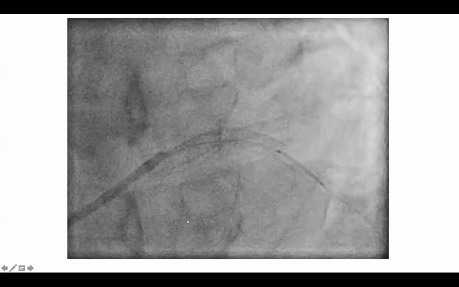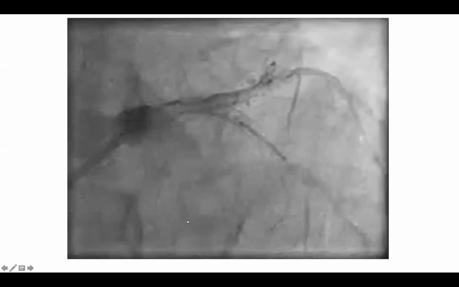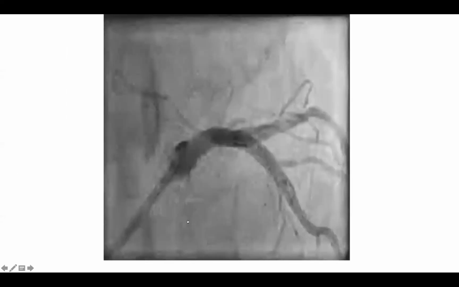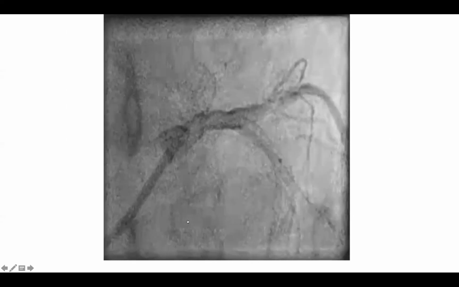I will show you the final result. This is the second stent we put in the LAD. So did you crush the circ stent, or is it? It was a culotte, I think. Culotte, you did the culotte. Culotte, yes. Okay.